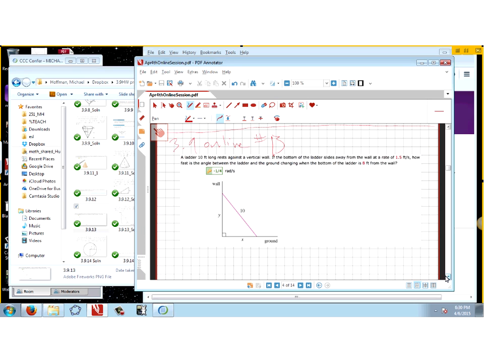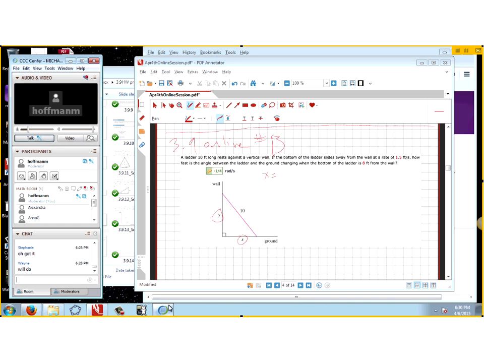Okay, a ladder 10 feet long rests against a vertical wall. If the bottom of the ladder slides away from the wall at a rate of 1.5 feet per second, how fast is the angle between the ladder and the ground changing when the bottom of the ladder is 8 feet from the wall? Okay, so look at this. They already defined the variables for us. That's wonderful. So what does x mean? Let's summarize it. What is x?